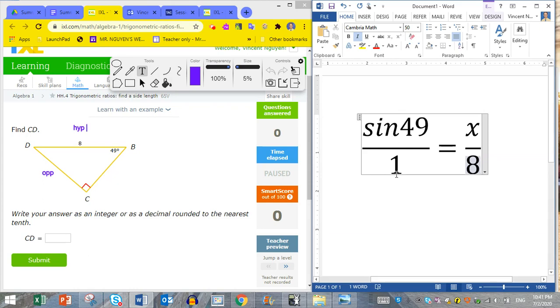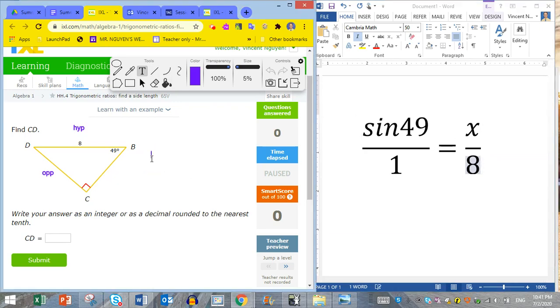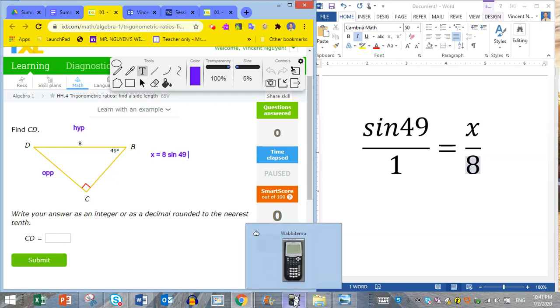Now after you set it up, it's back to basics. We're going to be doing cross multiplication. So we're going to have 1 times x, which would be x, equal to 8 times sine of 49 degrees. So we have 8 times sine of 49 degrees, and you can actually type this into your calculator and it will give you the approximate answer for the length of CD.